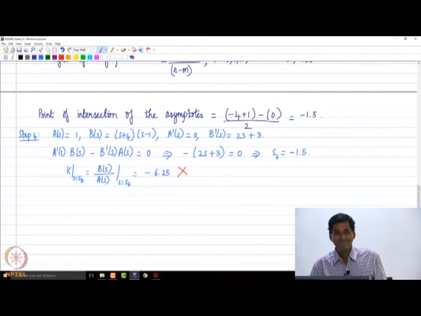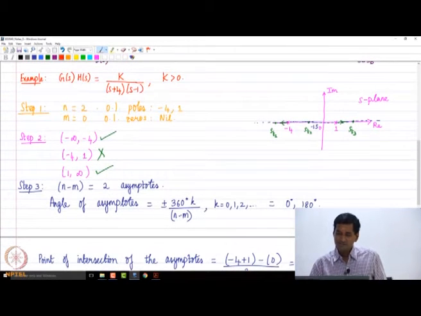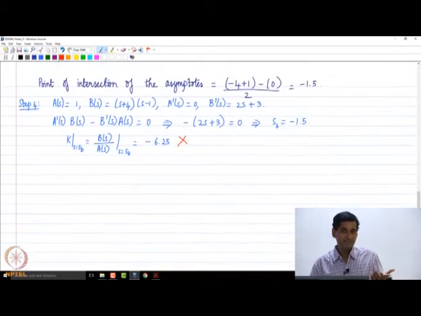Because look at s equals minus 1.5. Minus 1.5 lies between minus 4 and plus 1. Does the region between minus 4 and plus 1 lie on the root locus? No. From step 2 we know that minus 1.5 cannot be on the root locus. That is enough to show there is no breakaway or break-in point, but still it's better to calculate. Things will not turn out this way all the time.